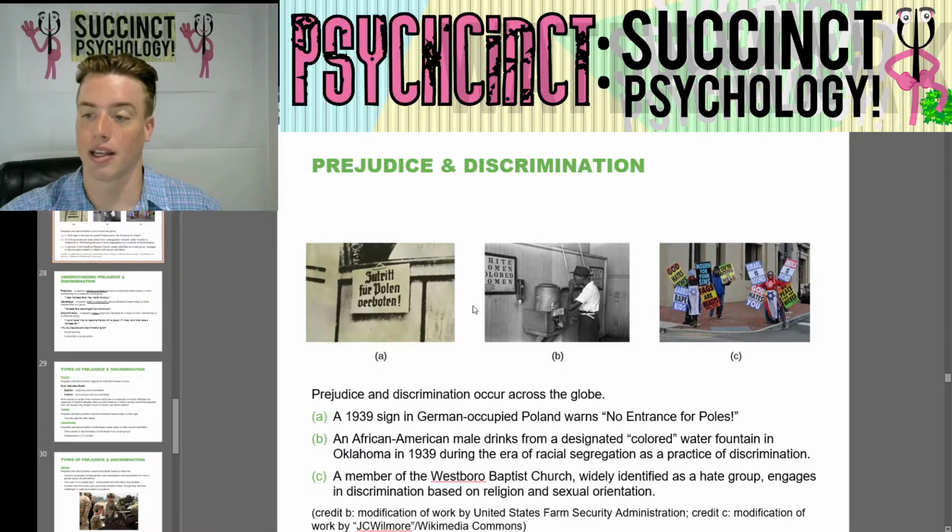Next, we have prejudice and discrimination. So right here, we have a 1939 sign in German. Occupied Poland warns no interest for Poles. Here we have an image of an African-American man drinking in a colored water fountain because they weren't allowed to drink from a white water fountain back in 1939 during the era of racial segregation. And then you have the Westboro Baptist Church. It's a hate group that attacks people for their religion and sexual orientation. These are all forms of prejudice and discrimination.